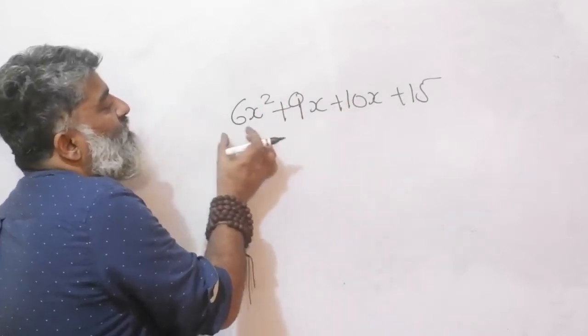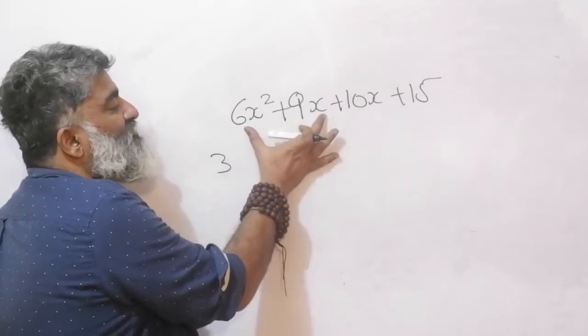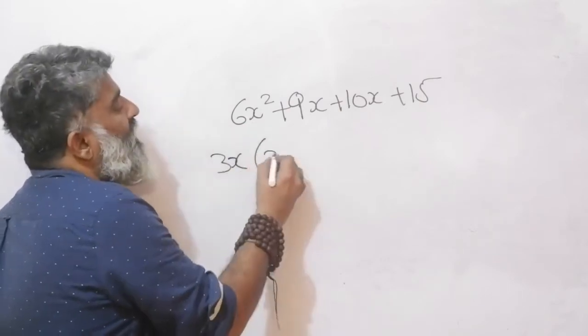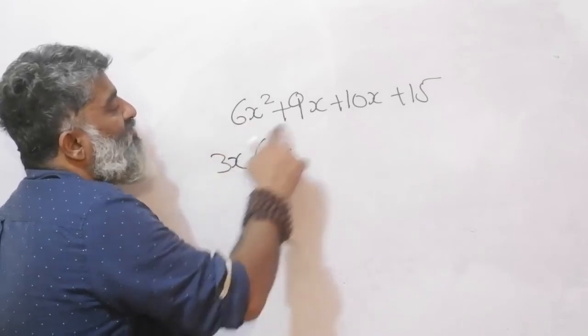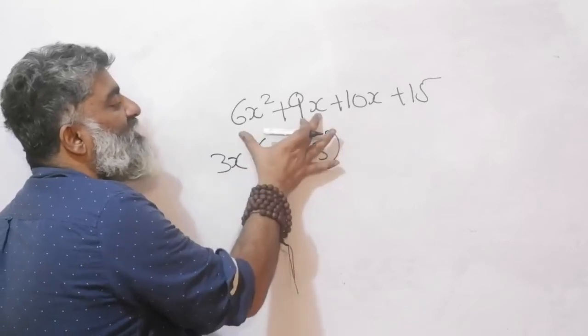If I factorize this, what can I take common out of this? I can definitely take a 3 common out of these two terms, and I can also take an x common, and I'll be left with a 2x inside. 3x into 2x gives you a 6x square. And to get a 9x, I just have to multiply by a 3. So if I do this, I will get this part.